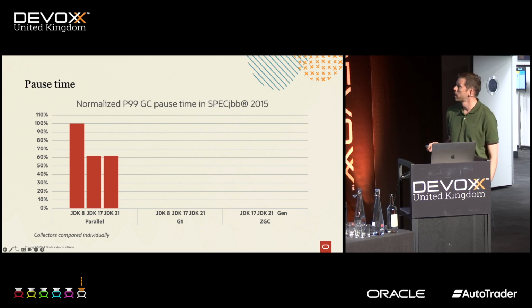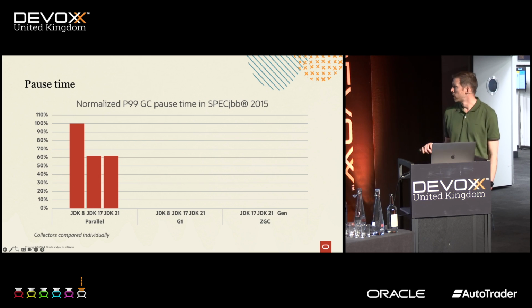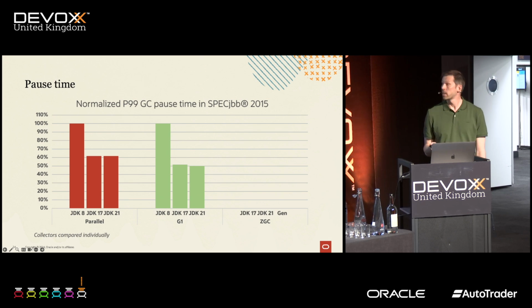So for Parallel, again, the collectors in this slide are compared individually. We have been able to cut away about 40% of the pause time, which is pretty great. Not too much happened between 17 and 21. For G1, we cut the pause time in half, basically.